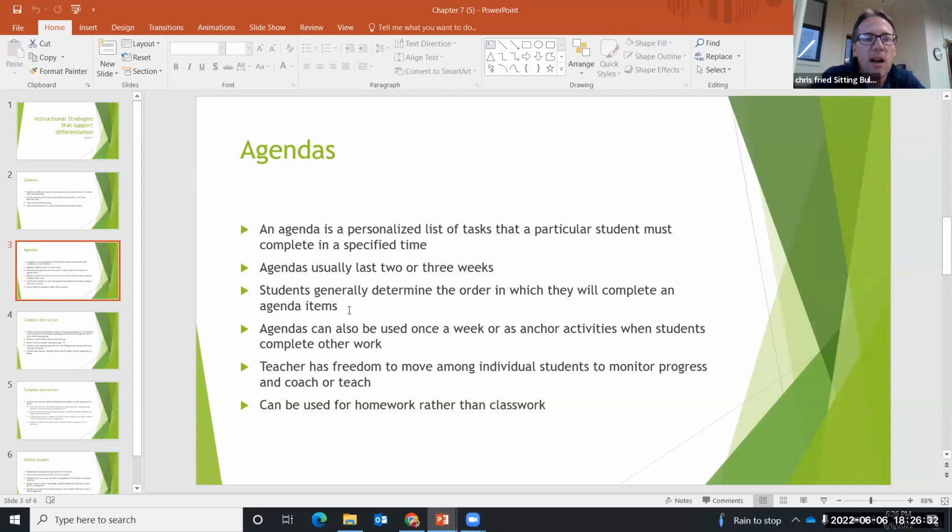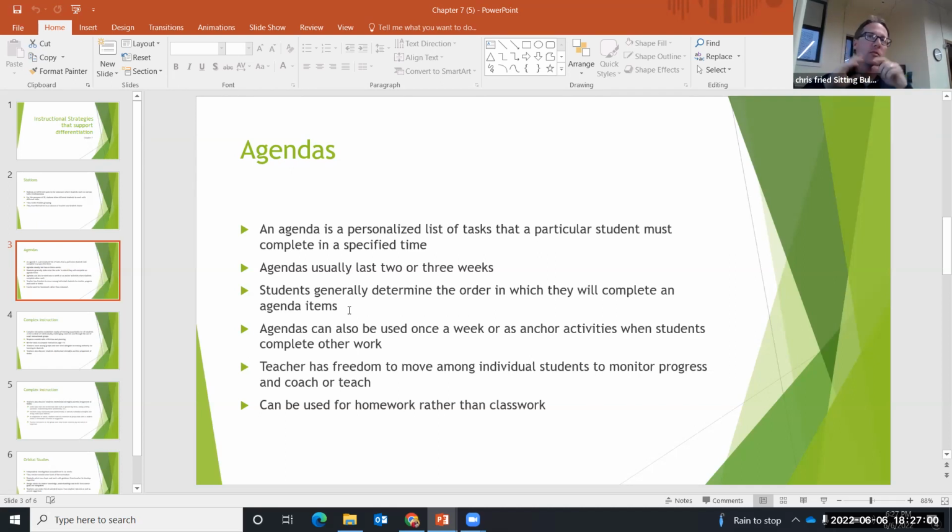Another strategy that they talk about are agendas. We've all heard of meeting agendas, right? But if we look at this as a differentiated instructional strategy, this agenda is a personalized list of tasks that a student has to complete in a specific time. And again, this could be on a concept, and this could be done a variety of ways.